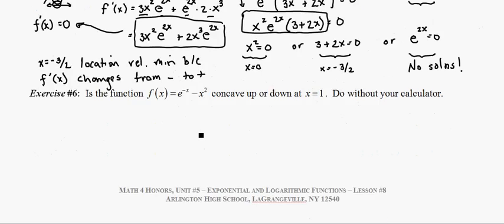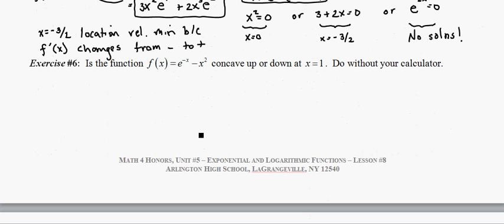Let's take a look at number 6. Number 6 asks us, is the function f of x, which is equal to e to the negative x minus x squared, concave up or concave down at x equals 1? We want to do this without our calculator. So what I want you to do is pause the video right now, especially if you have to go back and think or review what you know about concavity, right? What do we know about concavity? So, pause the video now if you need to.